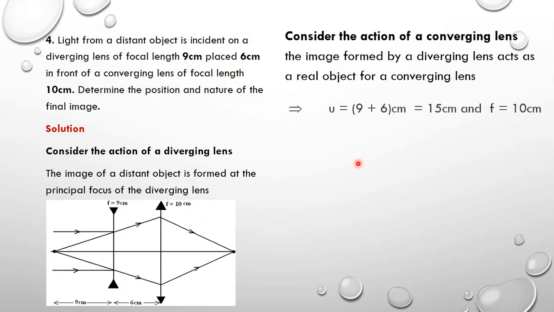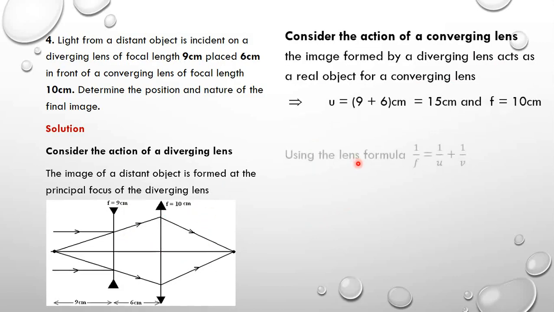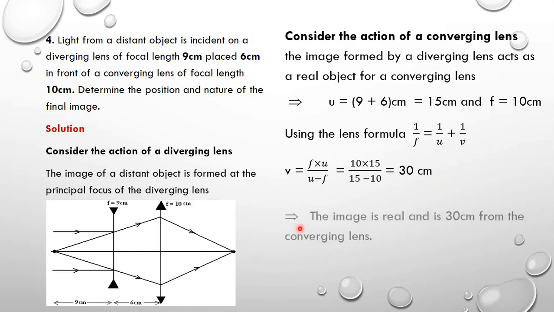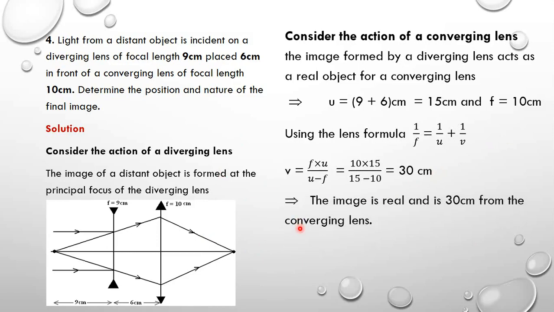Applying the lens formula, if we substitute for u and f, we shall get v as 30 centimeters. So it means that the nature is going to be real. The final image is going to be real, and it's going to be 30 centimeters from the converging lens.